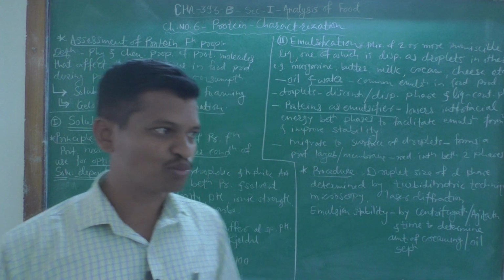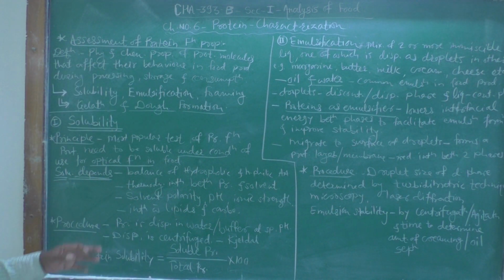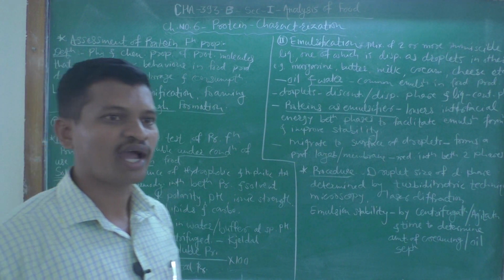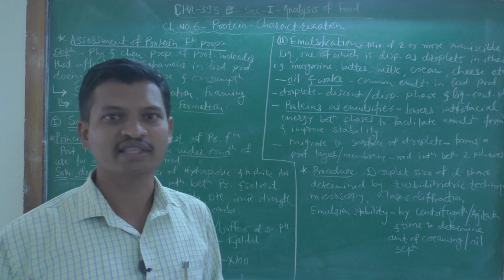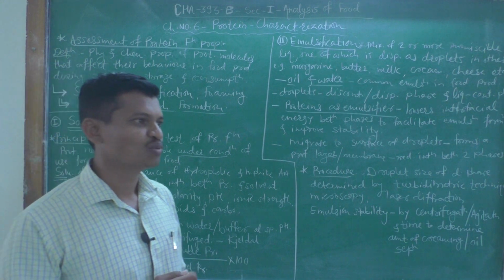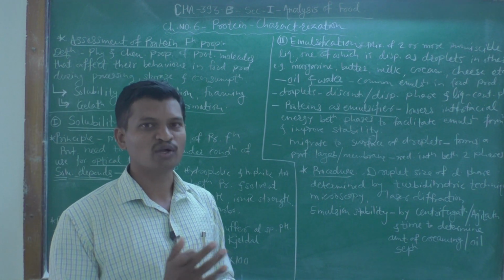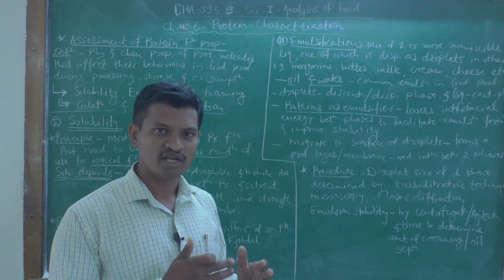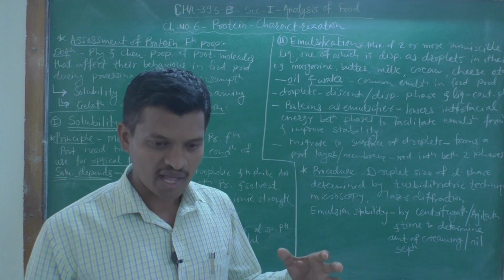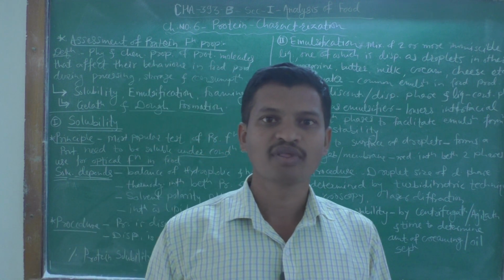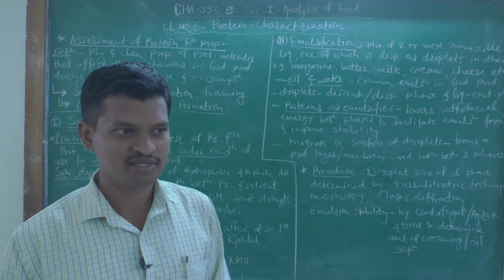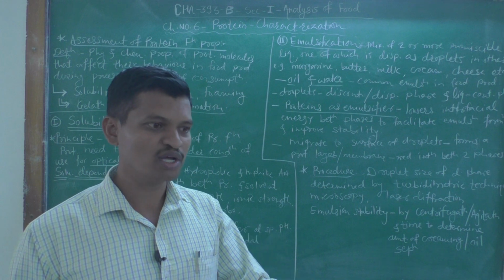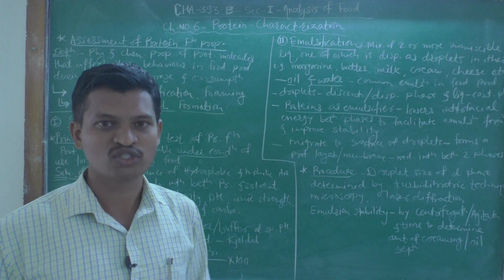Now the solubility of these proteins depends mainly on the balance of hydrophobic and hydrophilic amino acids that make up the protein. Proteins are made up of different types of amino acids. Some are hydrophobic in nature, meaning they are water repelling, and some are water attracting, which we call hydrophilic amino acids. The balance of these two is responsible for the solubility of that protein in a given solvent or solution.